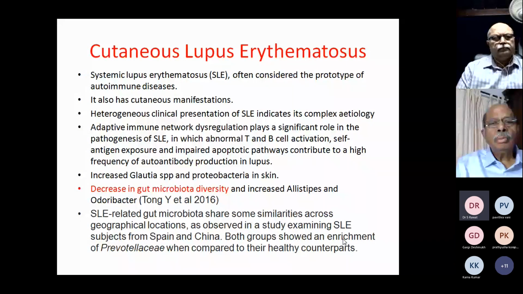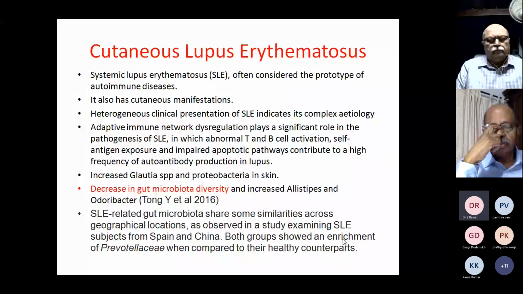So coming to the cutaneous lupus erythematosus, it is a part of the systemic disease which is SLE, and SLE is often considered a prototype of the autoimmune diseases. So coming to its etiology, it is heterogeneous and also a complex disease, and there is adaptive immune network dysregulation which plays a very important role, and there is abnormal T and B cell activation, there is self antigen exposure, and there are impaired apoptotic pathways, and all these contribute to autoantibody production in this systemic lupus.